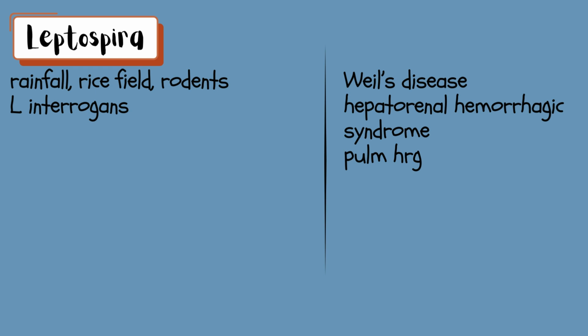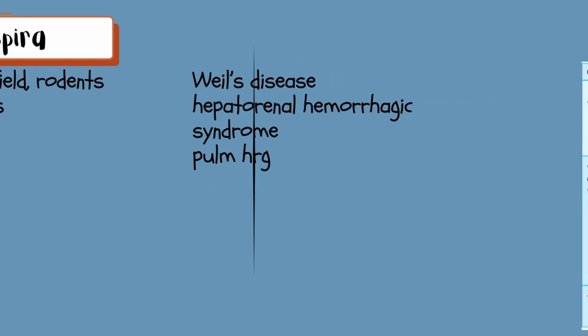In the serious condition, it causes Weil's disease, which is characterized by hepatorenal involvement. It's called hepatorenal hemorrhagic syndrome. So it can cause hepatitis, renal manifestation, renal shutdown, and pulmonary hemorrhage. So that was leptospirosis.